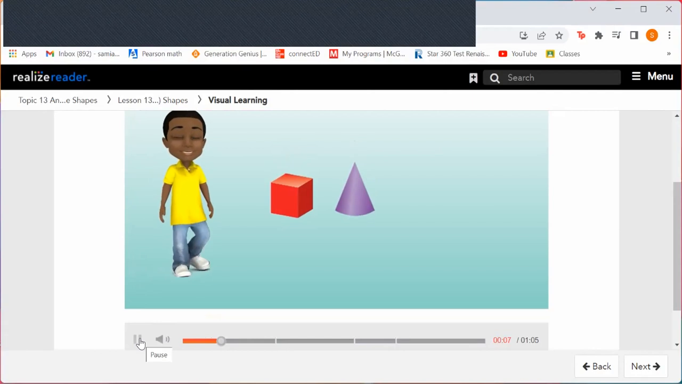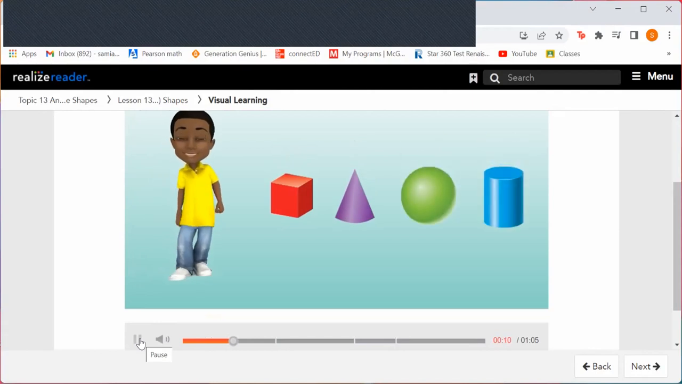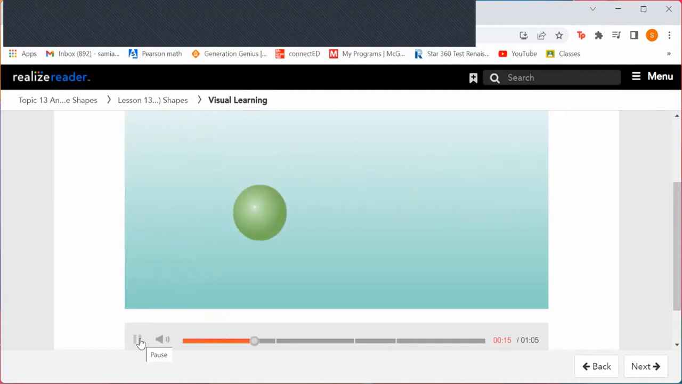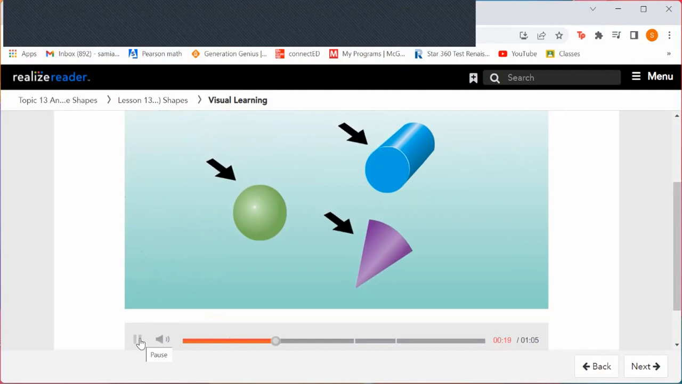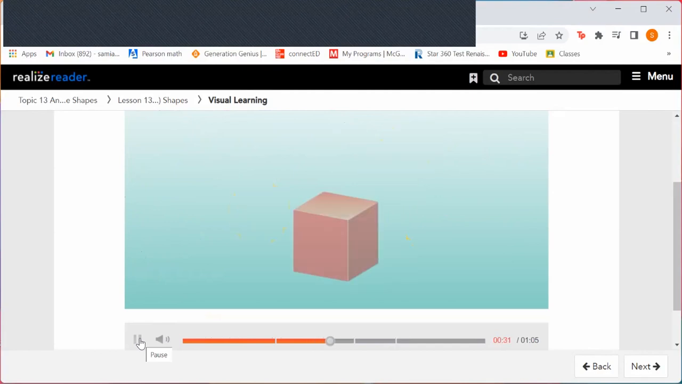Jackson has a cube, a cone, a sphere, and a cylinder. Let's compare these solid figures. Look at the sphere, the cylinder, and the cone. How do these shapes move? They roll. What about these shapes makes them able to roll? Part or all of them is round. The cube and the cylinder are stacked. Why can we stack the cylinder and the cube? The cube and the cylinder each have a flat side.